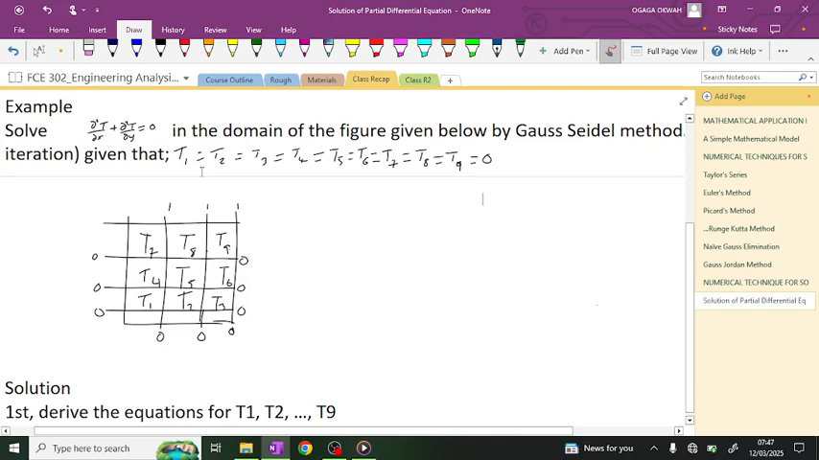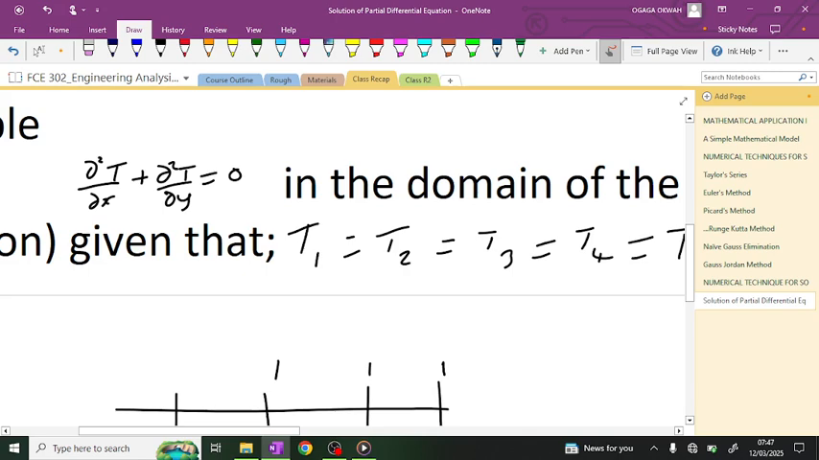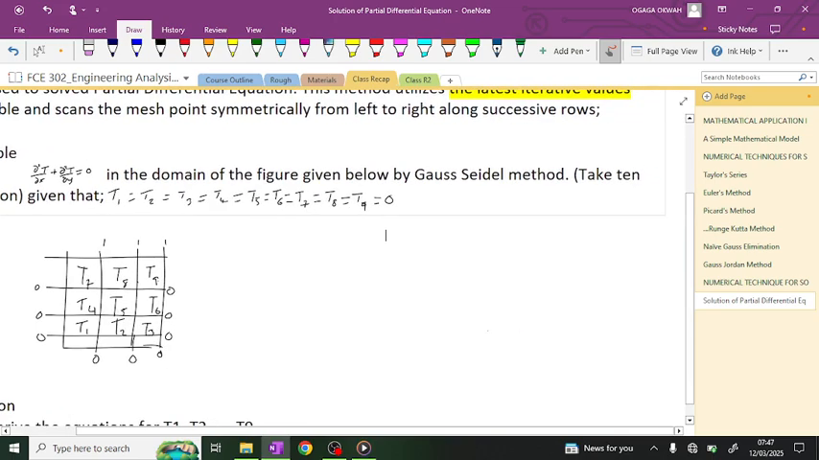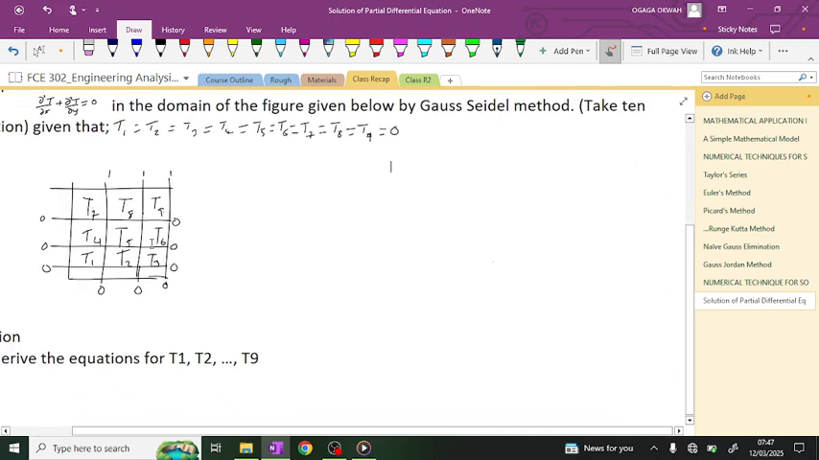So the example: solve ∂²T/∂x² + ∂²T/∂y² = 0. This is a partial differential equation. To solve that in the domain of the figure given below by Gauss-Seidel's method, take 10 iterations. So this is the figure. Take T1, T2 up to T9 equal to 0. That means T1 is 0, T2 is 0, T3 is 0, up to T9, 0.